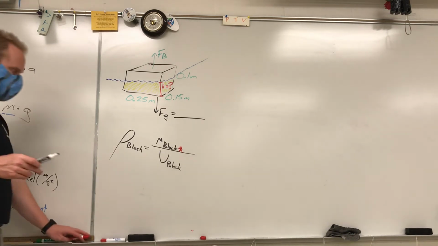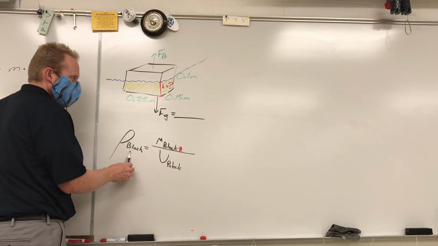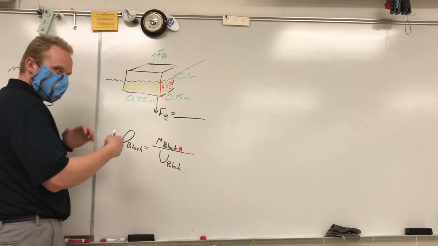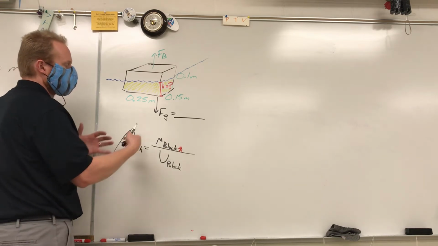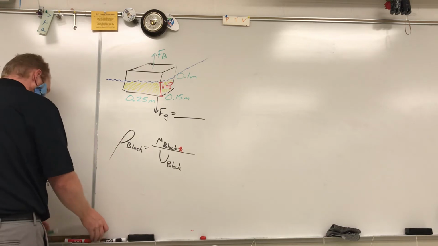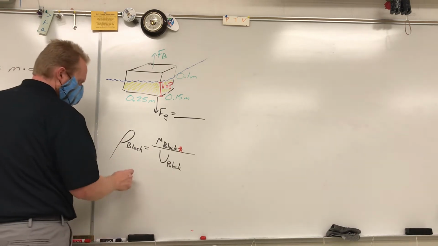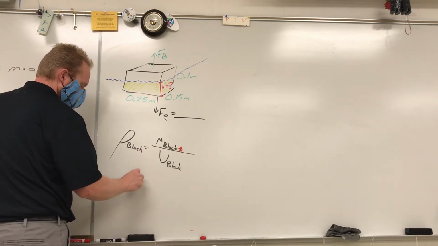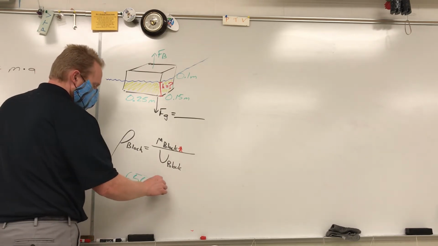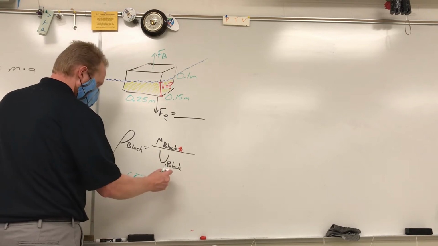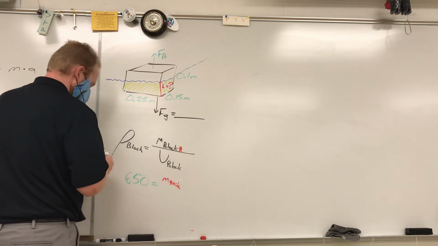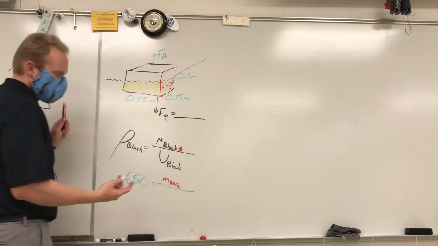Now, when we talk about the density of the block, it's the entire density of the block. When we use the volume, it's going to be the entire volume of the block, which is going to give me the total mass of my block. I'm just going to say it that way to help emphasize it. So in order to calculate mass, we take the density of the block, 650, and set that equal to the mass divided by the volume of the block.